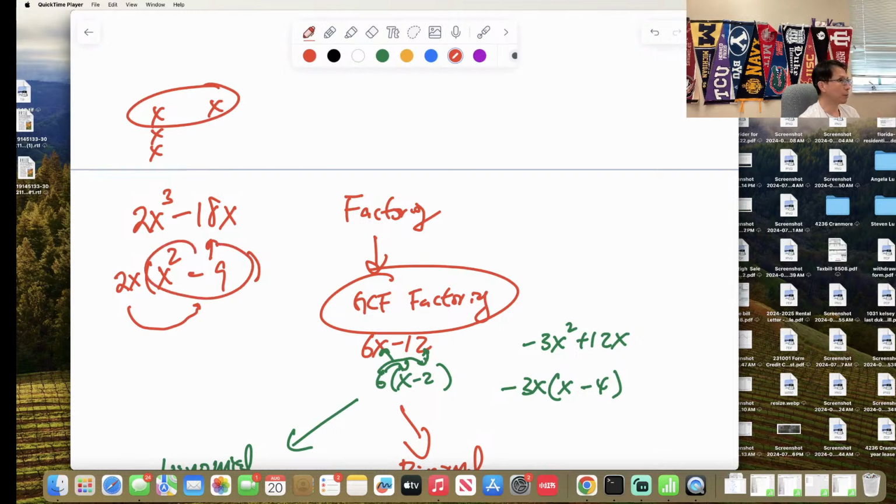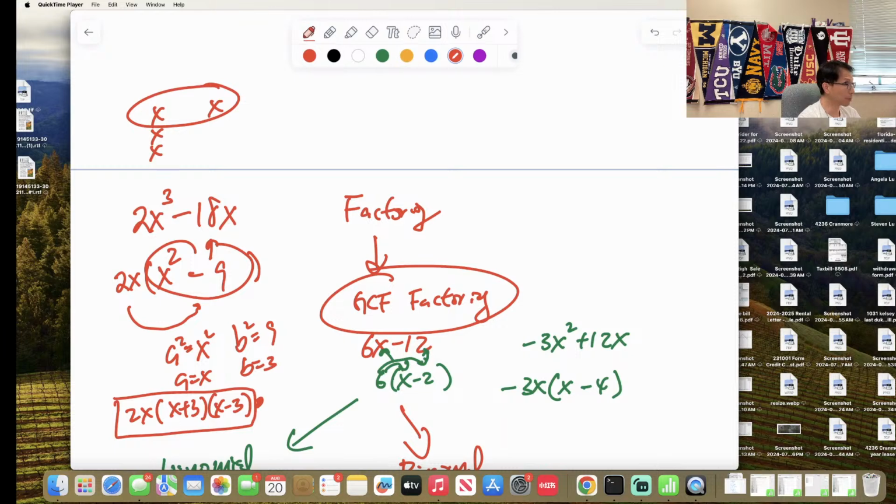Now do you see this is a difference of squares? 9 is a perfect square, and x squared is a perfect square. So I just have to follow the formula. A squared equals x squared, B squared equals 9, so A must be x and B must be 3. So it'll be 2x times x plus 3 times x minus 3. It's not equal to 0, so there's nothing to solve for. This is factoring. Today's homework, I just want you to factor.